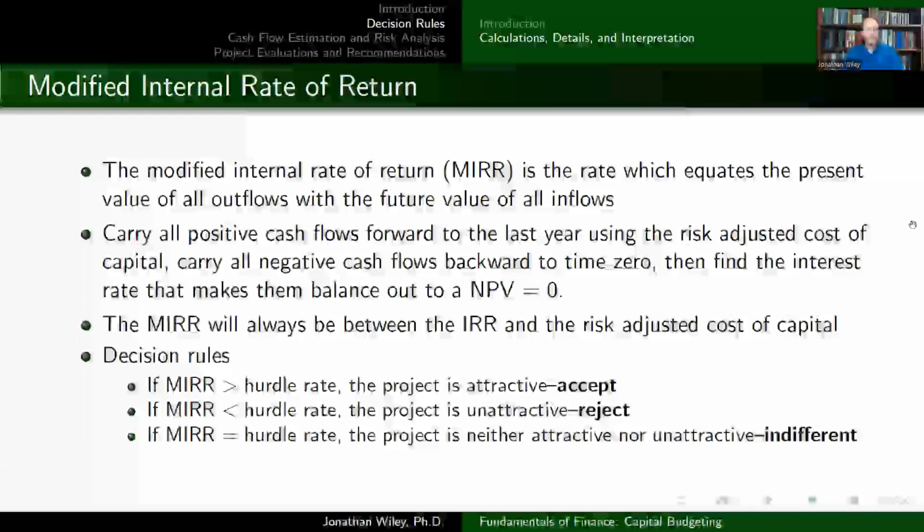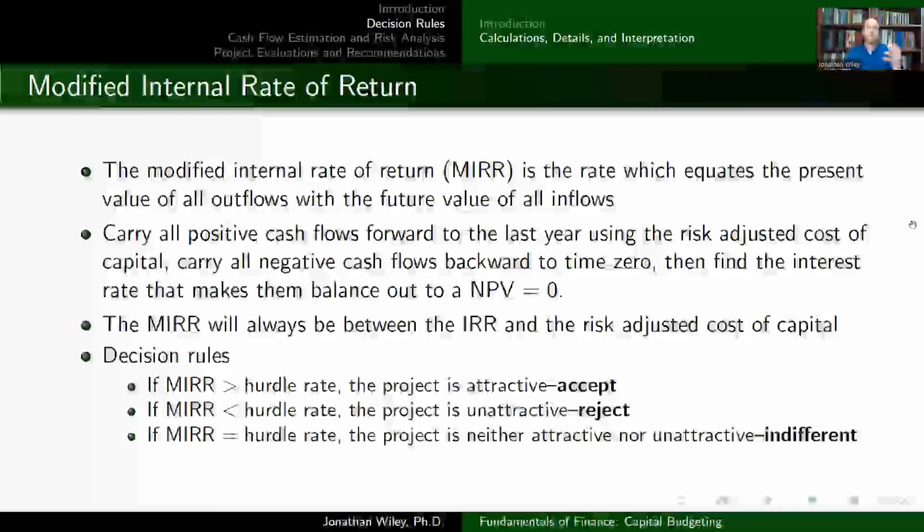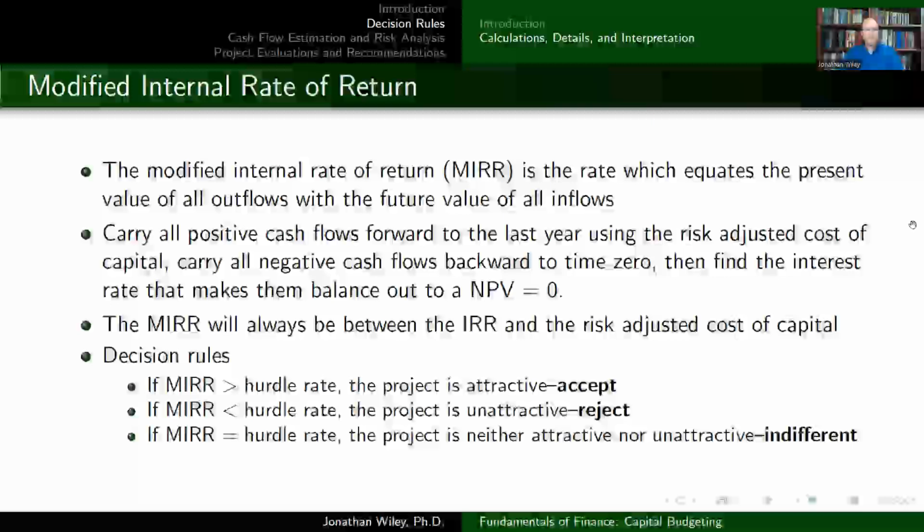And that is, if the modified internal rate of return, the rate of return generated by this project, making the assumption that we reinvest cash flows in normal, typical projects, if that MIRR is higher than the hurdle rate, whatever that risk-adjusted cost of capital is, the project is attractive, we should accept it. If the MIRR is less than that required rate of return hurdle rate, then the project is unattractive and we should reject it. If the MIRR is exactly equal to the hurdle rate, then essentially the project is neither attractive nor unattractive, and we are in effect indifferent to the project.